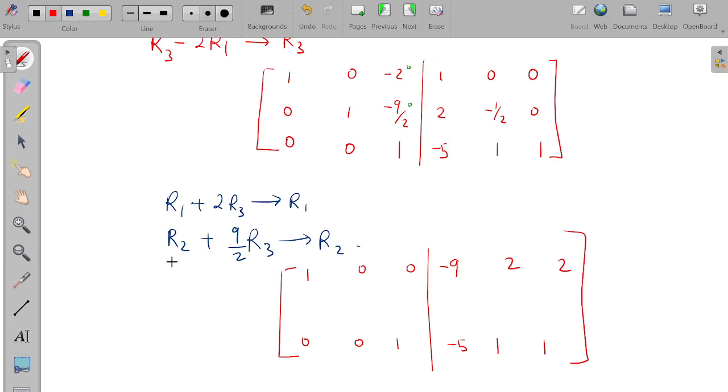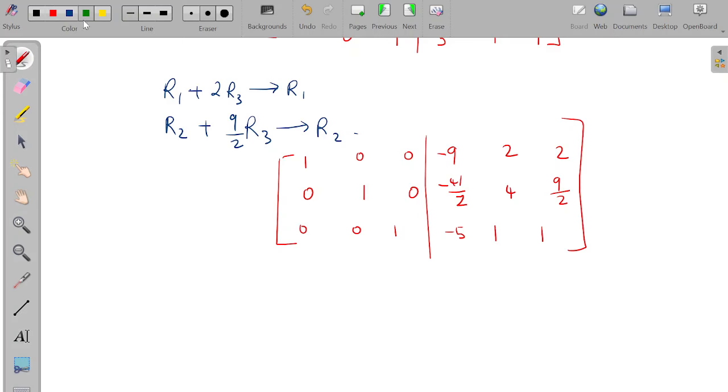Okay. For R2, let's perform this operation. That will be 0, 1. Now this is 0. Then this will be negative 41 over 2. Now this will be 4, and that will be negative, no, not negative, positive. Yeah, positive 9 over 2. Okay, that's fine. Now, we have this as an identity now.